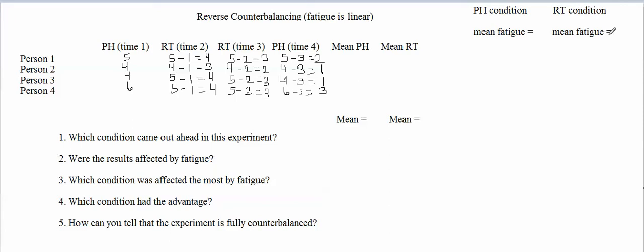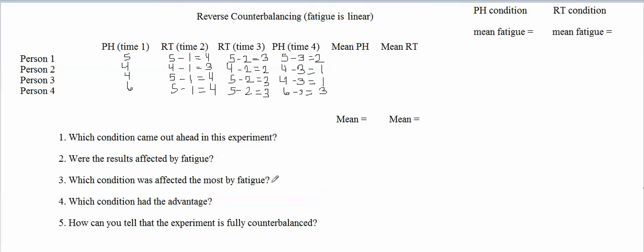If the 2 fatigue averages come out equal, then you would say no, because the results are not affected by fatigue. If they come out differently, then the answer is yes. One condition was affected more than the other one, so the results were affected by fatigue. If these two are equal and the answer to this one is no, then you would just say here they were affected equally by fatigue. If these are not equal, then the answer is yes to question 2.